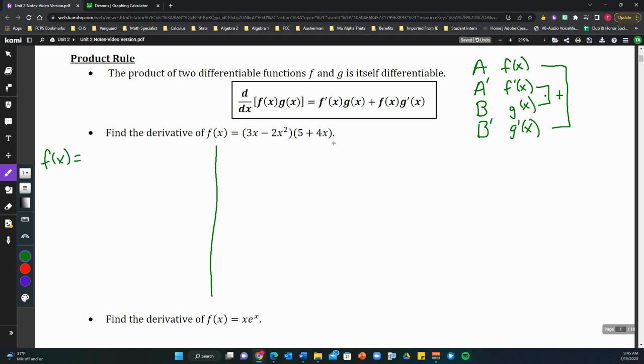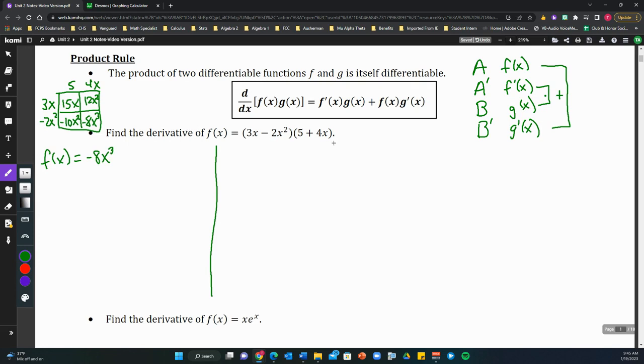I'm going to set up a little box here. If you're not a fan of the box method, I feel sorry for you because the box method is so fast and easy and organizes everything. So 15x, 12x squared, negative 10x squared, negative 8x cubed. I'm going to go ahead and put this in standard form for the result.